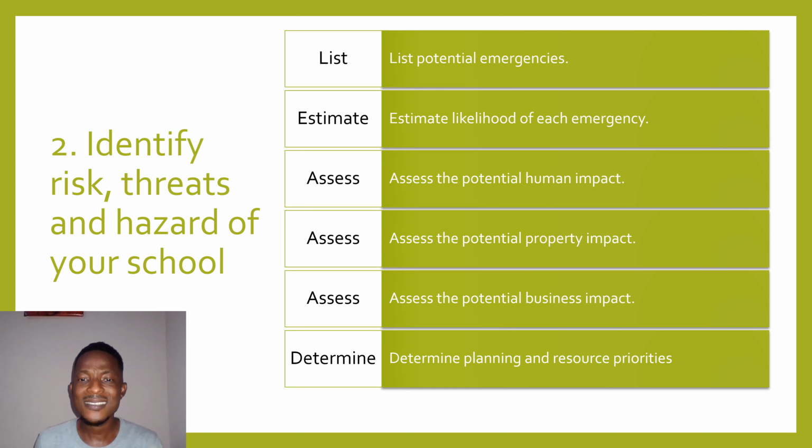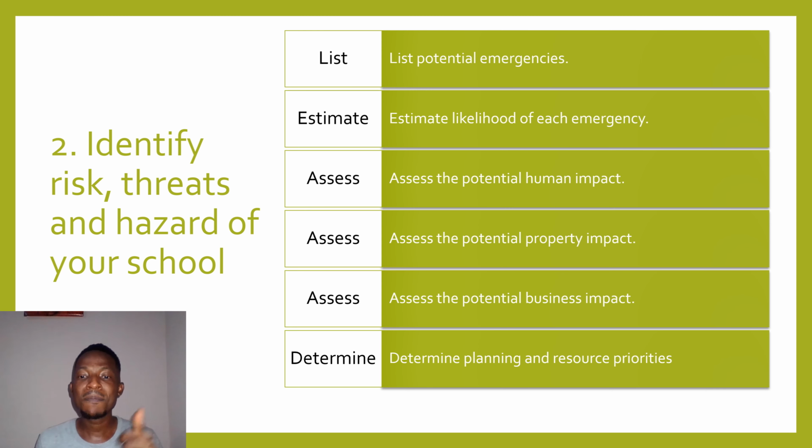Okay, you assess the potential human impact. Okay, assess the potential property impact, because you're also talking about humans, lives, and properties as well. Okay, so you need to assess the potential business impact. Yes, it is very important. What impacts will each emergency that you have identified have on your business? You need to look into that.